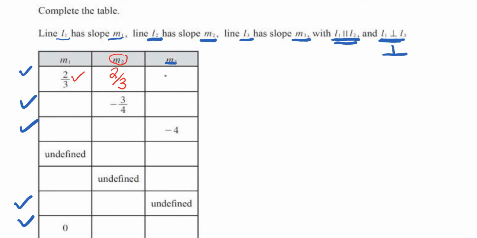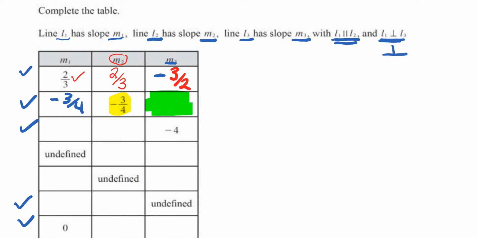Okay, so for the second row, line 2 has a slope of -3/4. Now, for the first box, if you want to be parallel, you must have the same slope. If two lines are parallel, they have the same slope. For the third box, because it's perpendicular and the first two lines have a negative slope, you must have a positive slope for your perpendicular case. All you have to do is flip the fraction, the reciprocal, which is 4/3. So positive 4/3 for the perpendicular case.